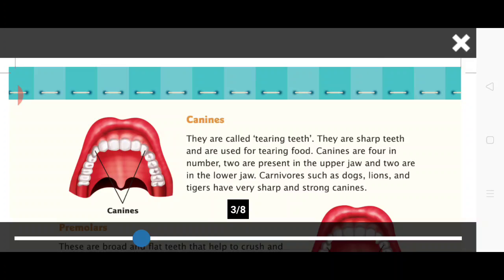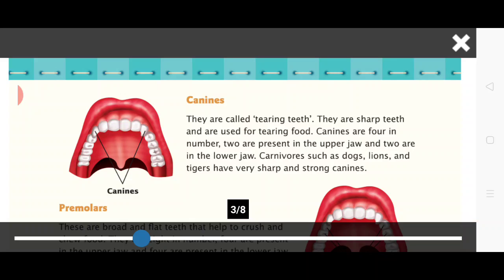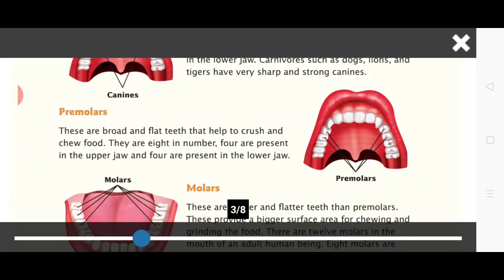Next to each canine, there are 2 broad and flat teeth. They act as a nutcracker and are used to grind and break the food into fine pieces. They are called premolars. There are 4 premolars in each jaw.